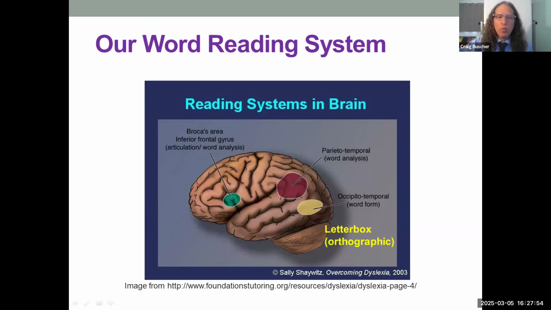So that back part, sometimes it's called the letter box. So processing the letters, symbols, and words. This front part, processing the sounds of language. And then this middle part where sound meets symbol.